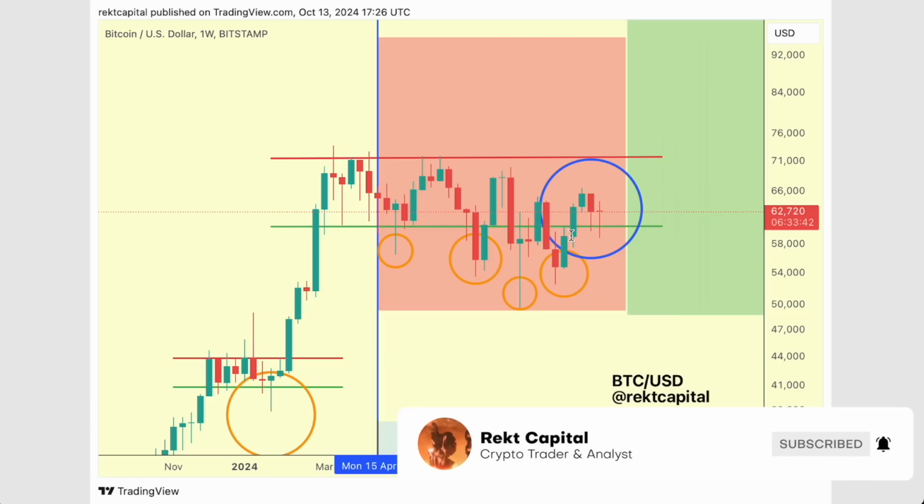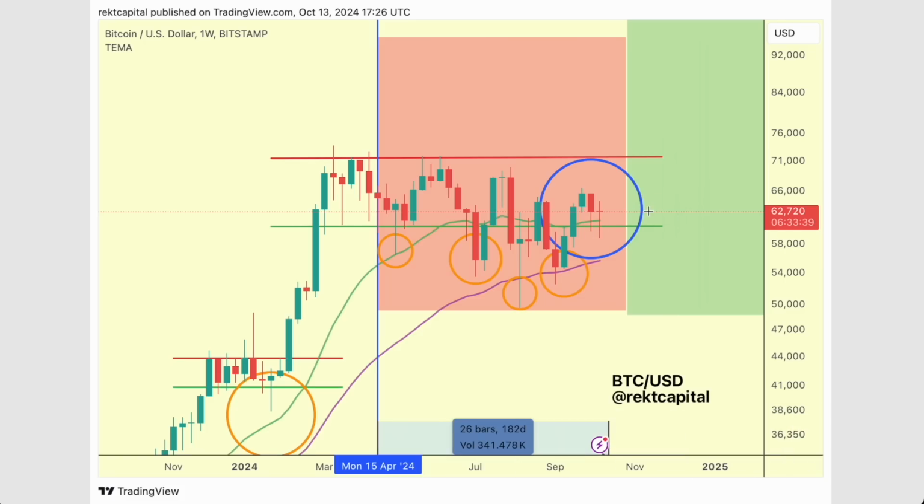So we've broken back into the range, and we've been retesting this range low as a support for 2 weeks in a row now. And we've not just been retesting the range low here as support, but we've been doing the same with the 21-week exponential moving average, which is a typical bull market EMA, which price tends to hold as support to support essentially the bull trend.